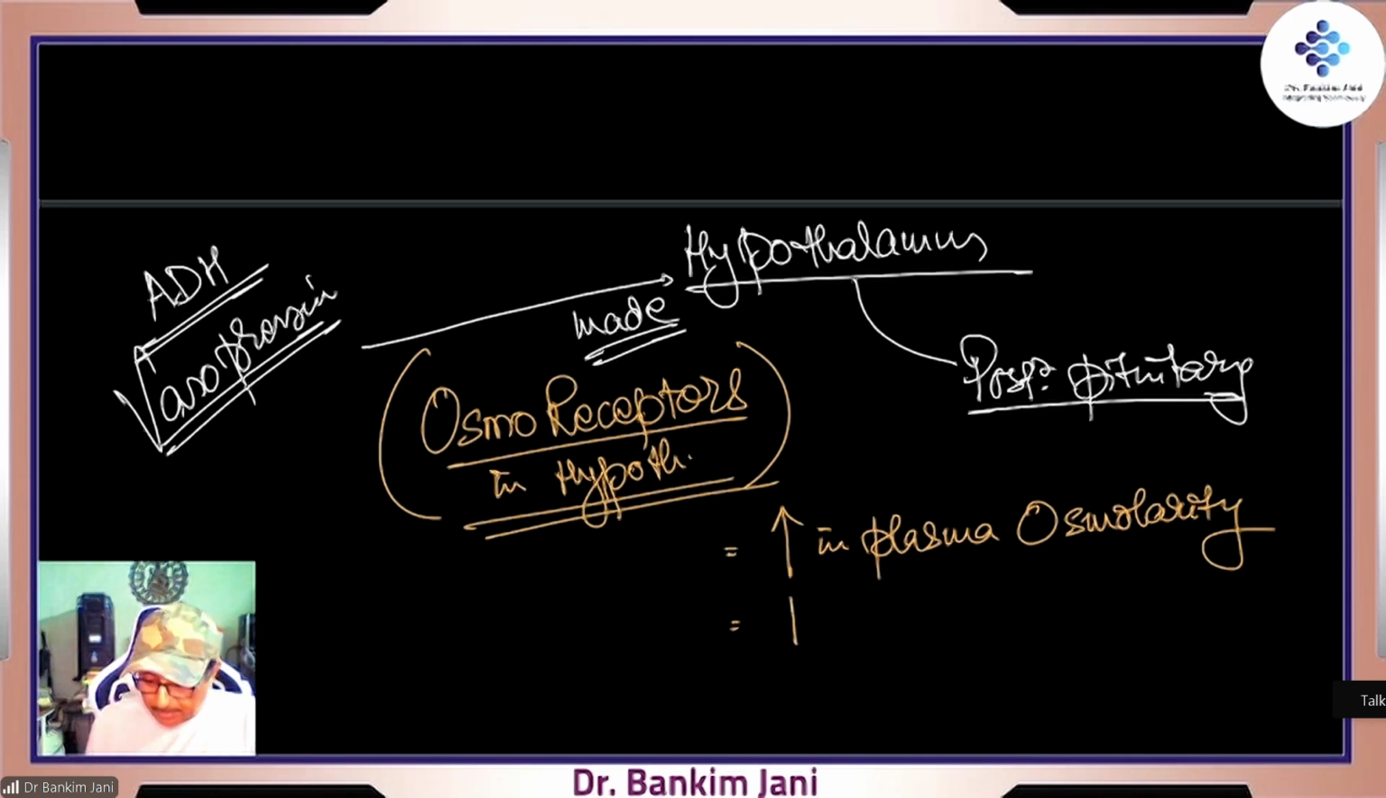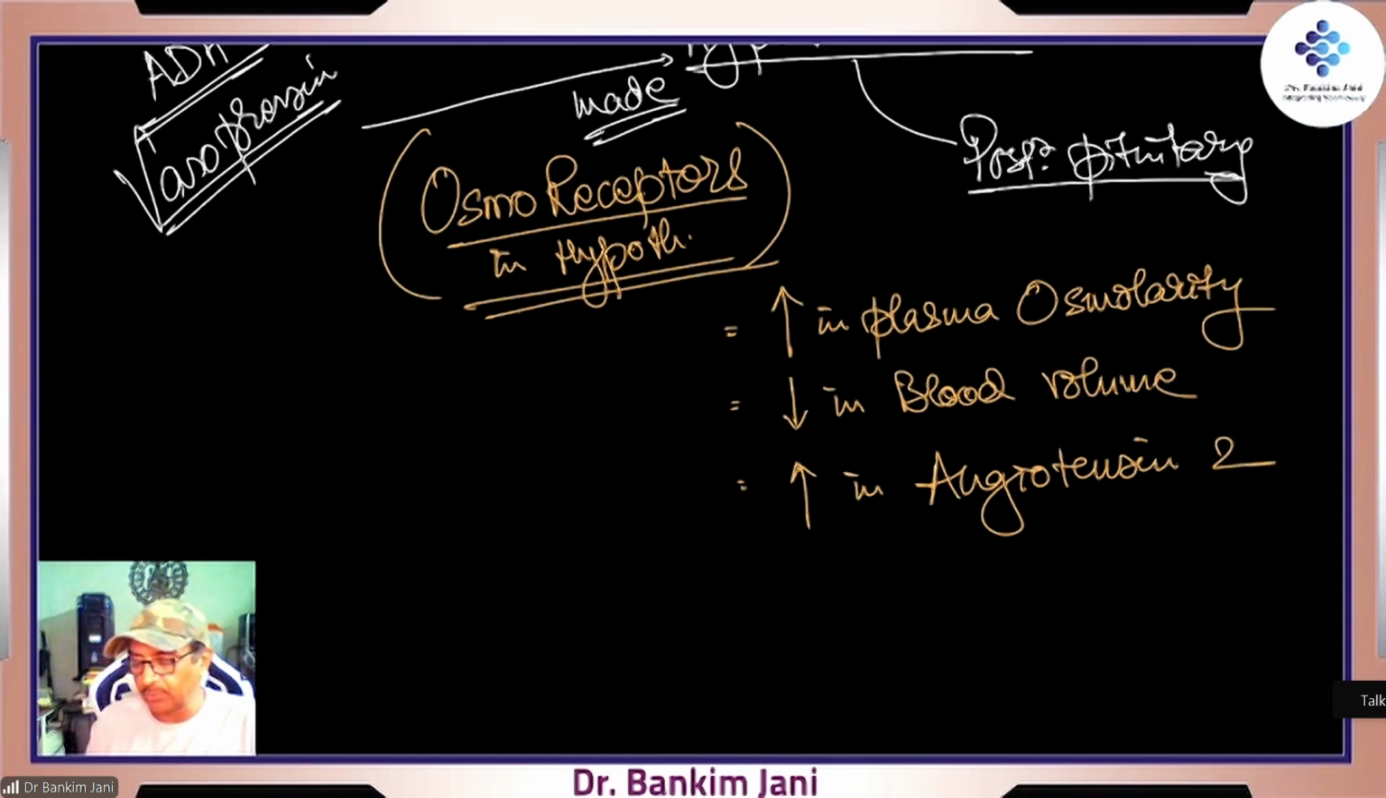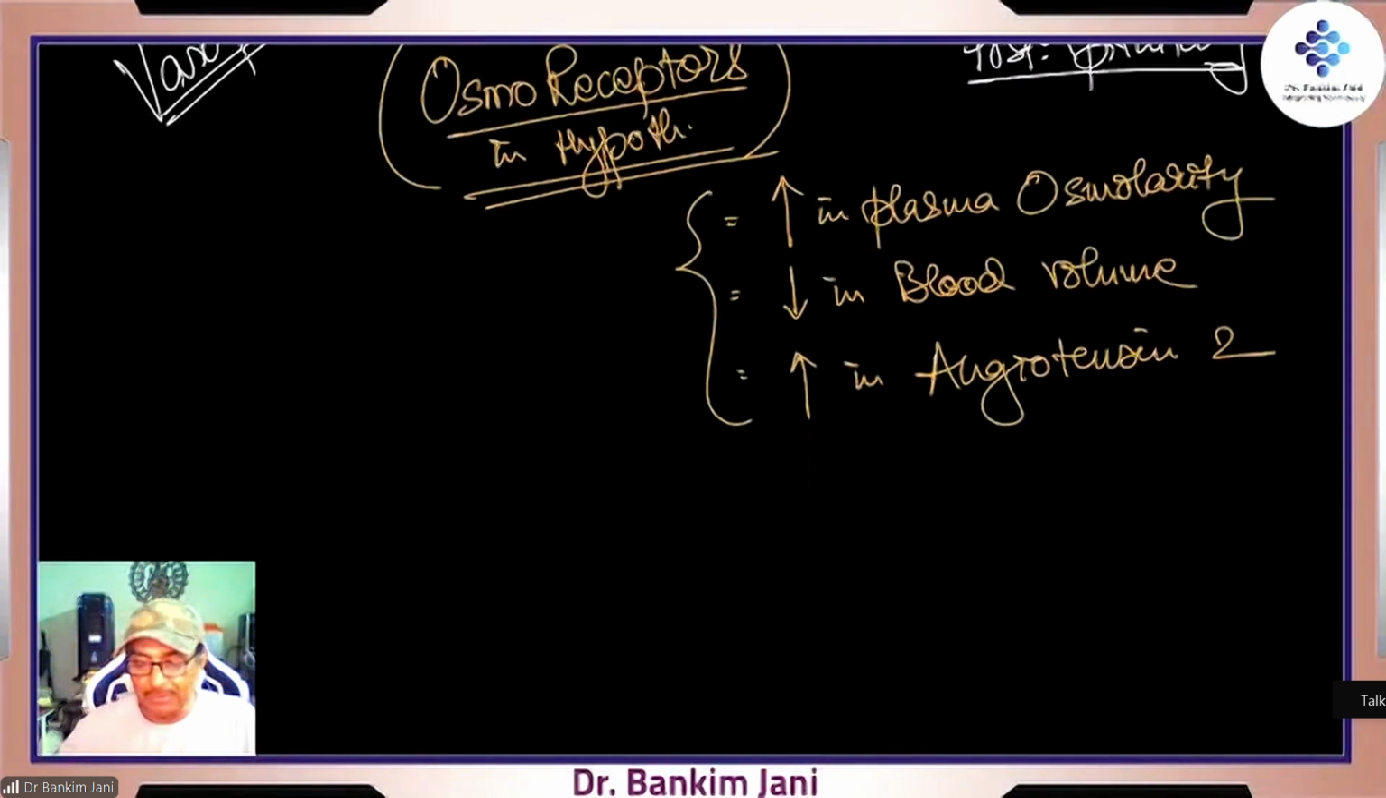Also, when there is a decrease in blood volume, the message comes from the baroreceptors, and the juxtaglomerular apparatus has also been triggered and has released increased angiotensin 2. So the kidneys are also telling it. Now the hypothalamus will say, okay, this is the time, release it. So this is the vasopressin, or antidiuretic hormone, that is released.